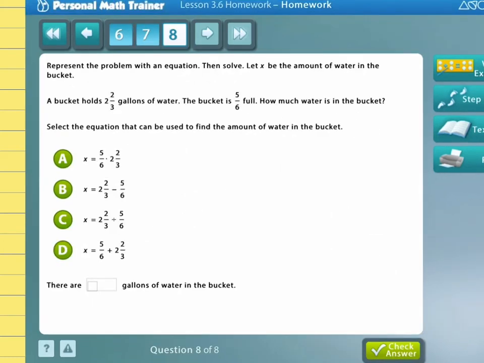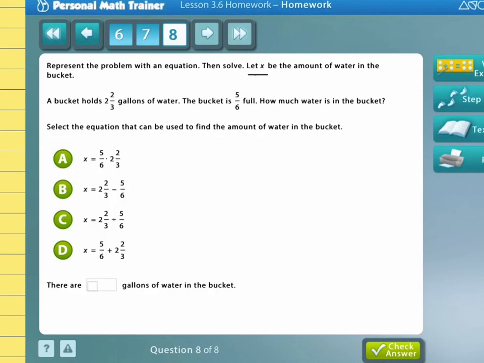We're going to unpack this problem. X is going to be the amount of water in a bucket. A bucket holds 2 2/3 gallons of water. So here's our bucket. And it's going to hold 2 2/3, the whole thing. So this whole thing here is 2 2/3, but it's only 5/6 full. So if I were to cut this into sixths, it would be 5/6 full. So I'm taking 5/6 of 2 2/3.